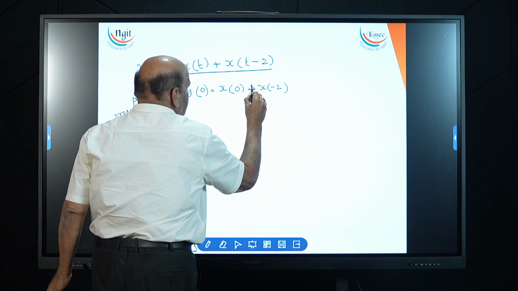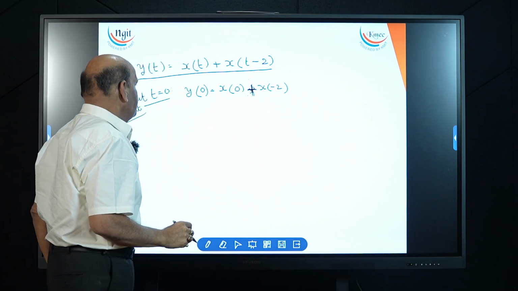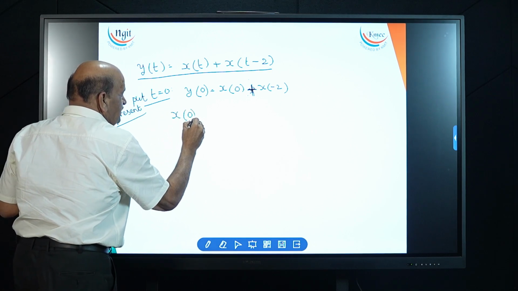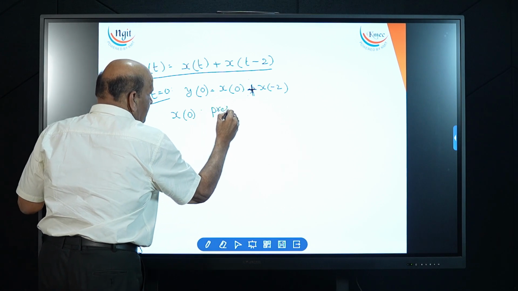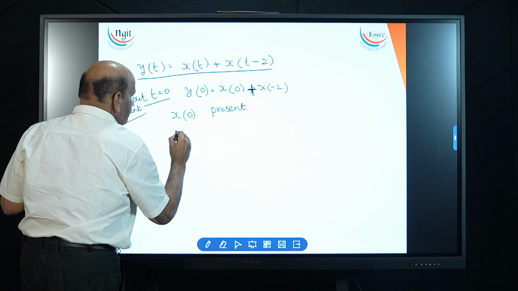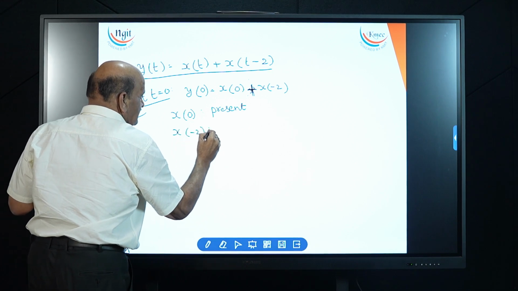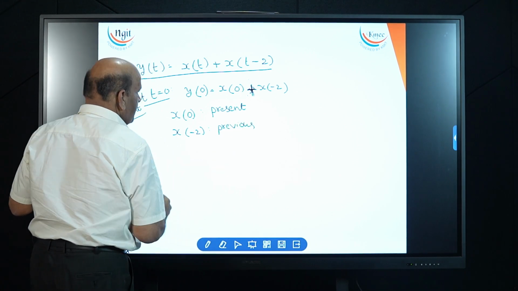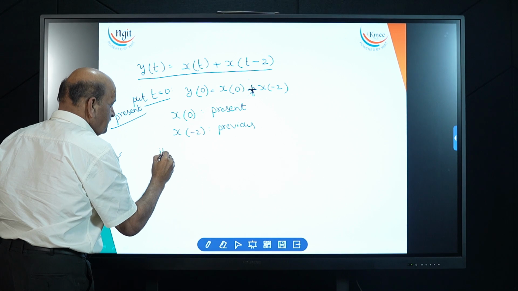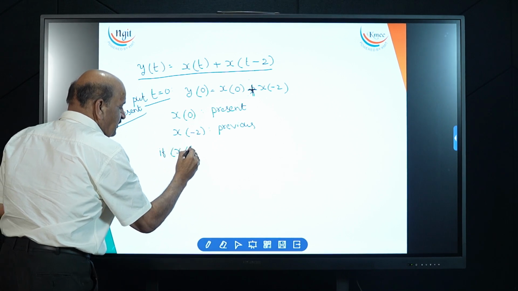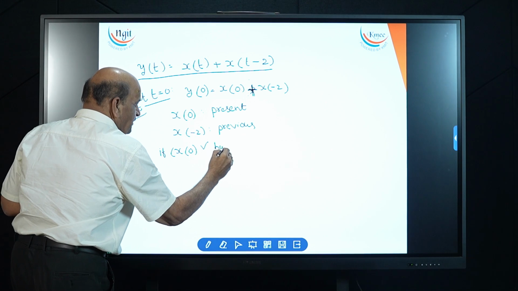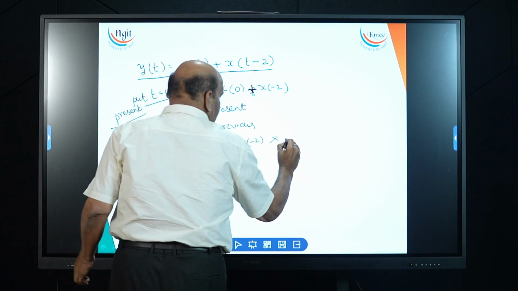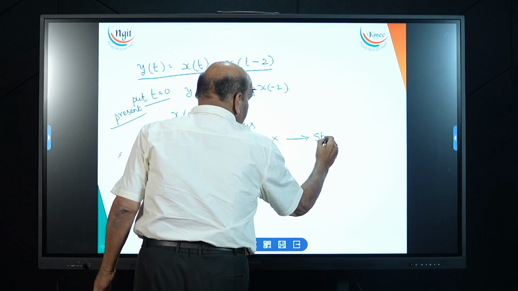This is plus x of minus 2. Now here, x of 0 represents the present response. x of minus 2 represents the previous response. Now just look, if x of 0 is okay but not responding to x of minus 2, this kind of system is called static.